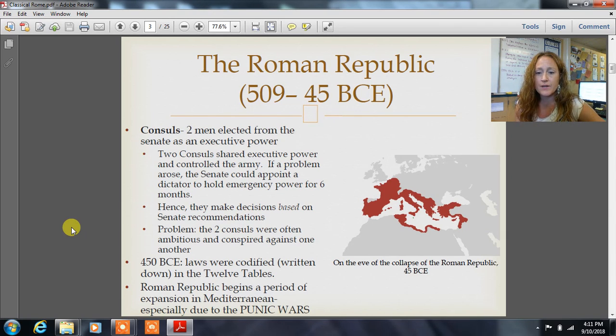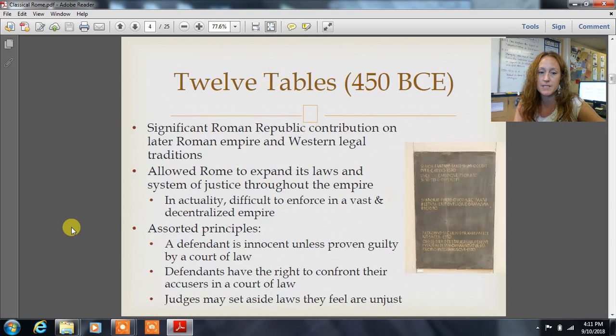A few things are very important to understand in this unit. My plan on Wednesday is for us to analyze together as a class our first primary document, the 12 Tables. This is when the Romans codified, or wrote down, laws. We have had examples of written law in this class, however the 12 Tables are really significant because they have gone on to influence other civilizations and later societies. The Roman Republic begins a period of expansion in the Mediterranean, especially due to the Punic Wars, where they will also acquire vast new territories.